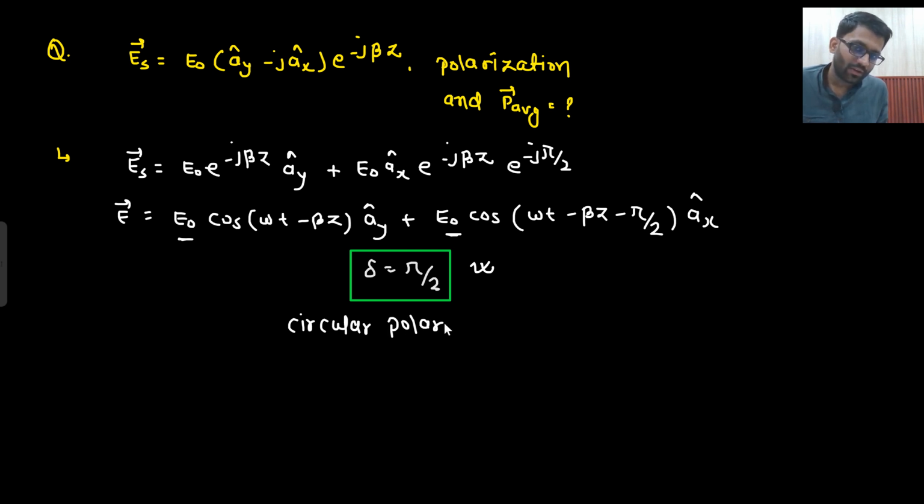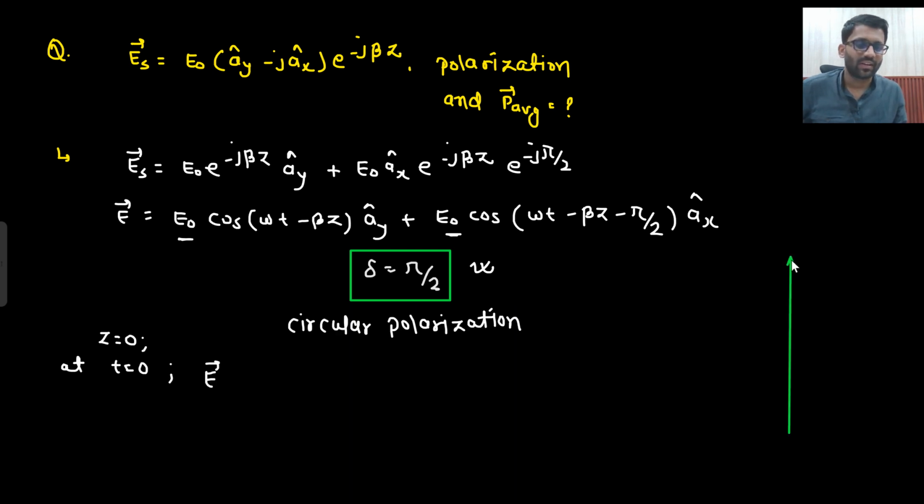But right hand or left hand, for that you have to do the analysis at least 2 times. So let's do the analysis at least 2 times. So at t equals to 0, what you are getting, and z equals to 0 also I will put, because the wave will be dancing on the xy plane. I will be just sitting there.